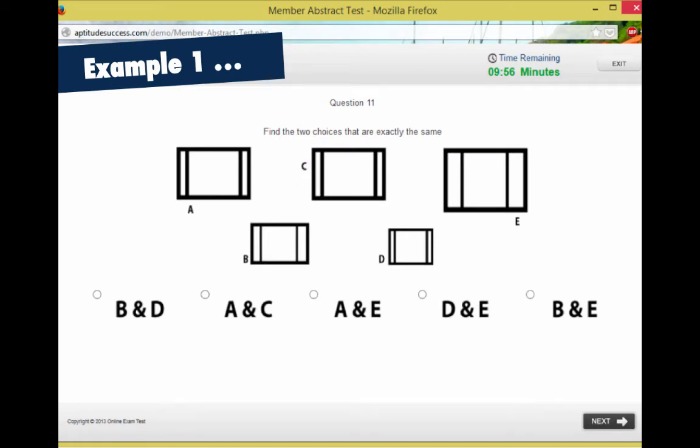Look at this question. Look first at the instructions. What you have been asked to do in this question is to find two choices that are exactly the same. In other words, you need to search for similarities between the presented shapes. First, start reading the sequence from left to right. What we obviously have here are 5 rectangles with 2 vertical parallel lines, one close to the left and one close to the right border of the rectangle. As we mentioned before, we need to search for similarities between those 5 objects.